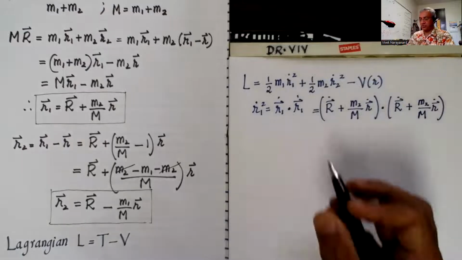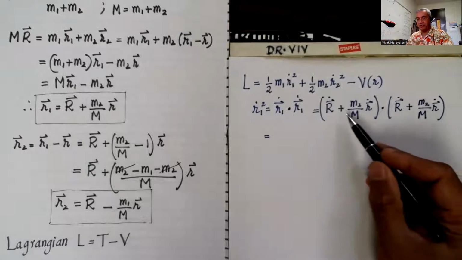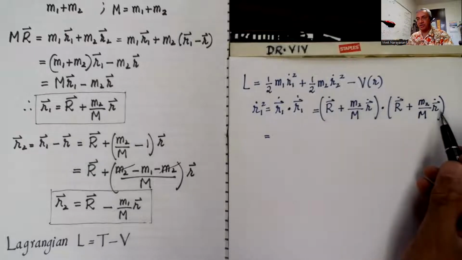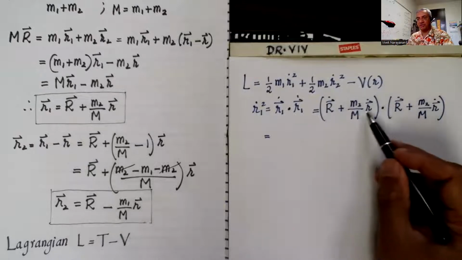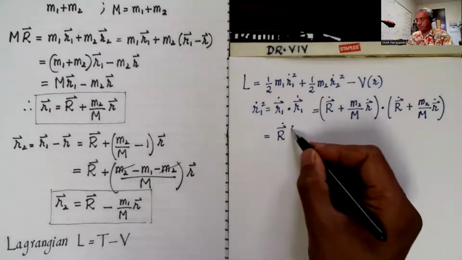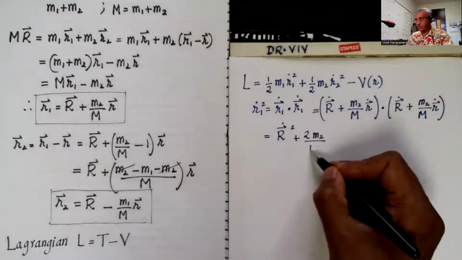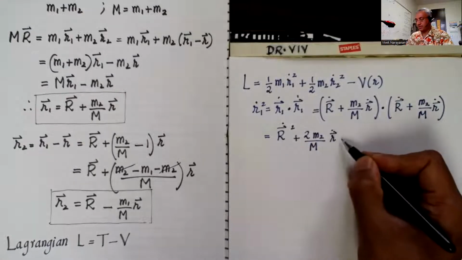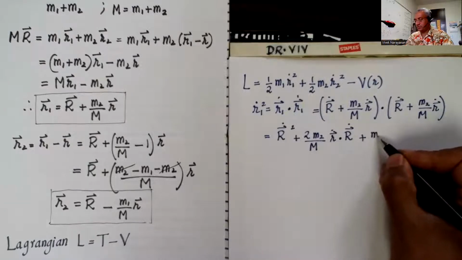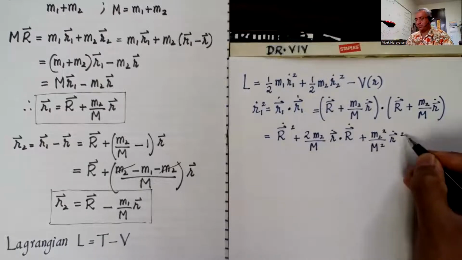Well, that's the sum of 4 terms. Let's write it out. The middle 2 terms are going to be identical because I'm going to get R dot times m2 over M little r dot, and then I'll get that term again from here. So that becomes a 2. So I get R dot squared plus 2 m2 over M R dot dot r dot plus m2 squared over M squared r dot squared.